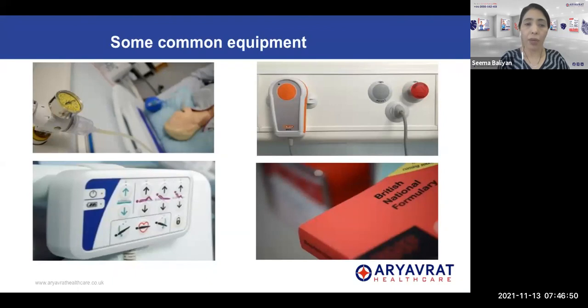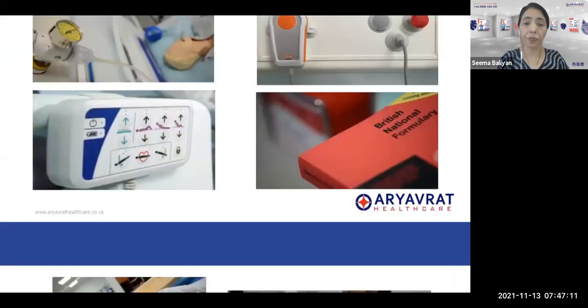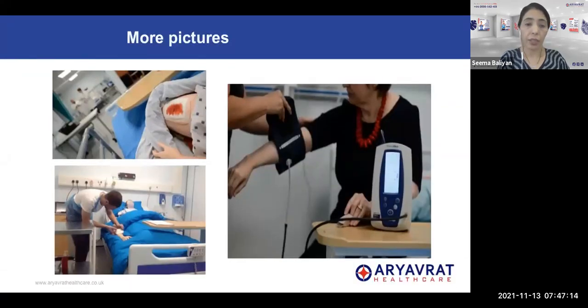These are some of the common equipment. You can see that there is a pressure gauge for oxygen, there is a call bell, there are some bedside controls, there is a BNF. Nowadays it is an electronic BNF which will be given in a tablet form to you, so you can actually search quite easily if you need to look up any medication. Some other things like the dressing, the blood pressure monitor, the pulse oximeter, and some of the common things. I'm sure that you all would be familiar with all this equipment.